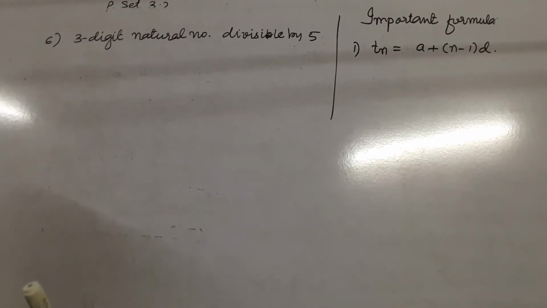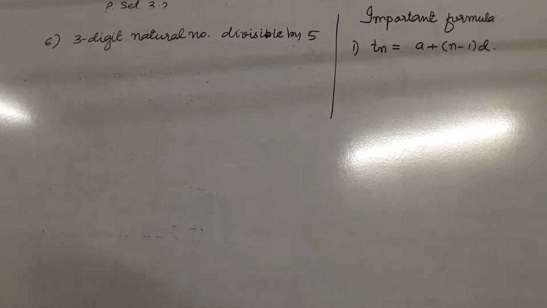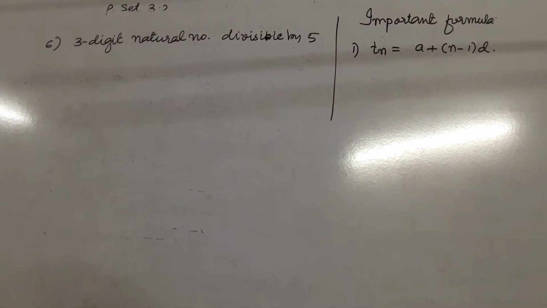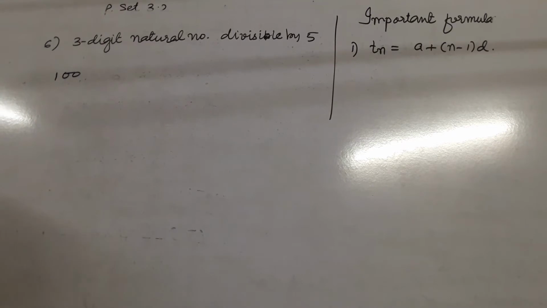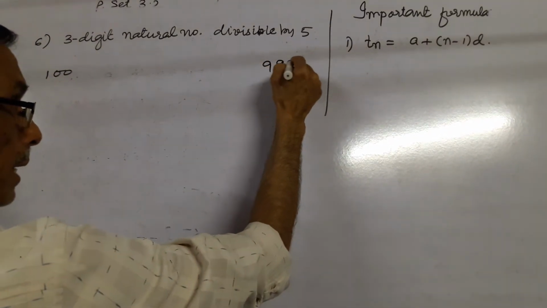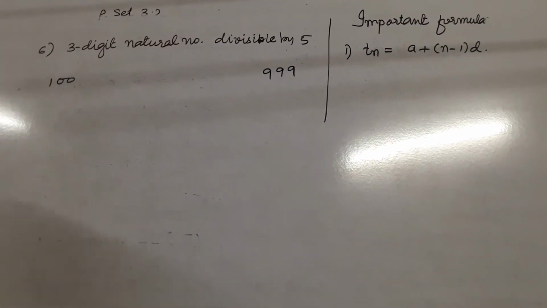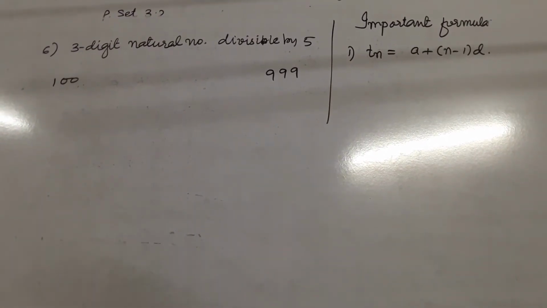Okay, now let us take the 6th one. How many 3-digit natural numbers are divisible by 5? 3-digit natural number. The smallest 3-digit natural number is 100. 100 is the smallest 3-digit natural number. And 999 is the largest 3-digit natural number. Because if we take 1000, then 1000 has 4 digits. So we cannot take 1000.